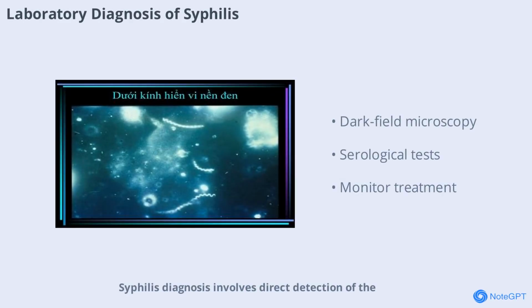Syphilis diagnosis involves direct detection of the spirochete in tissue samples using dark-field microscopy, where Treponema pallidum appears as a spiral-shaped organism. Serological tests such as RPR, VDRL, TPHA, and FTABs are used to confirm infection and monitor treatment response. Accurate diagnosis is crucial for effective management and prevention of complications.